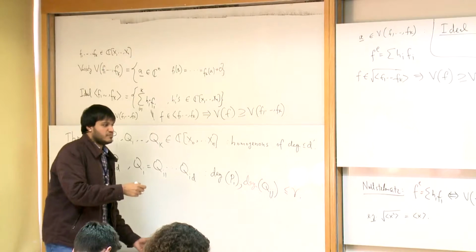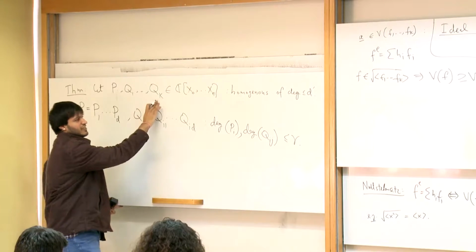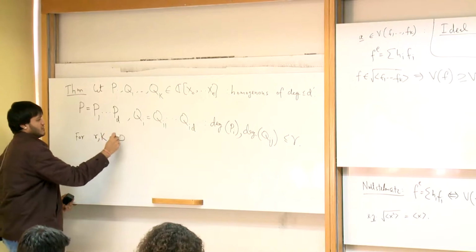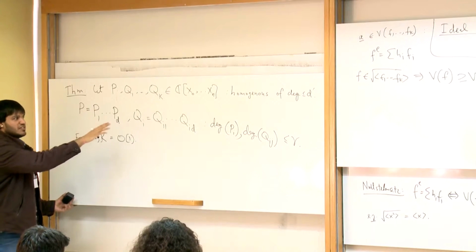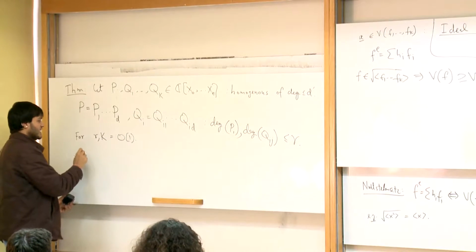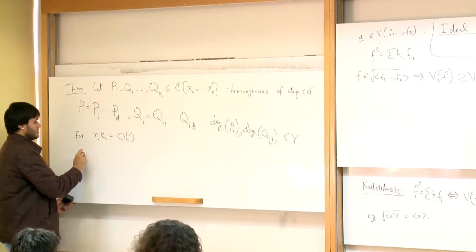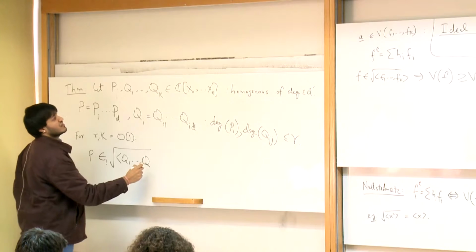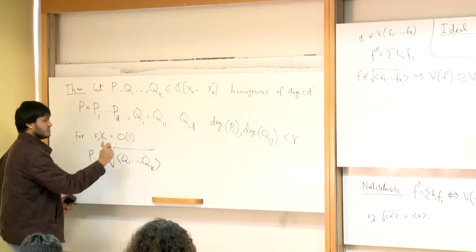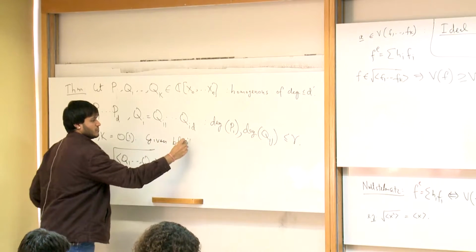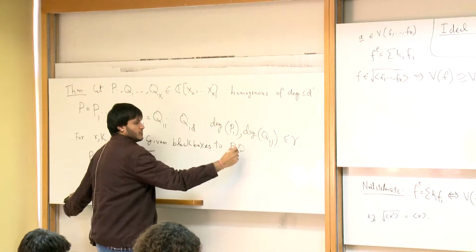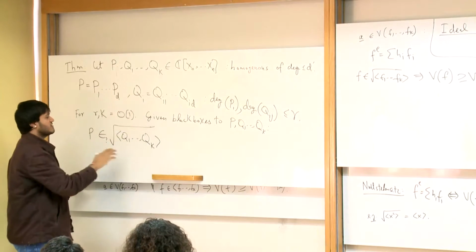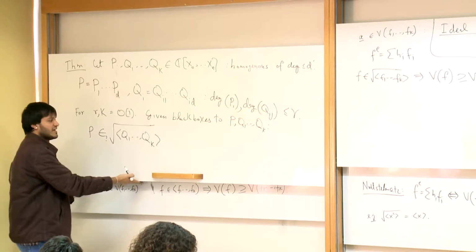Then also, if the number of such polynomials k and these degrees are constant, for example quadratics or any constant degree polynomials, and the number is also constant, then you can decide the membership of P. So suppose you are given black box access to P and the Qi's, then you can decide the membership of P in the radical of the ideal generated by Q1 to Qk.